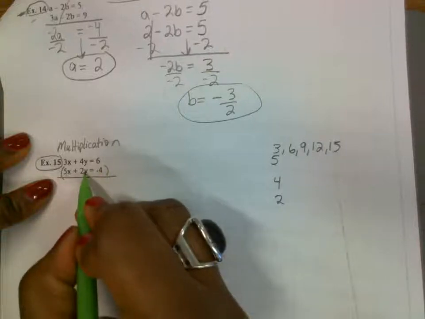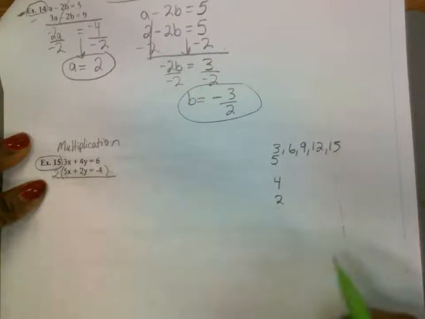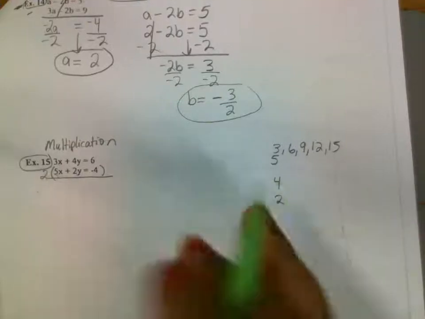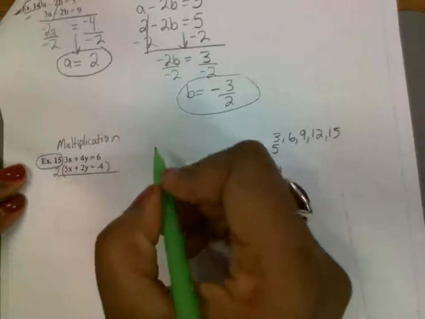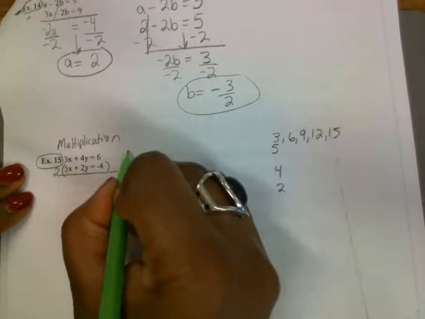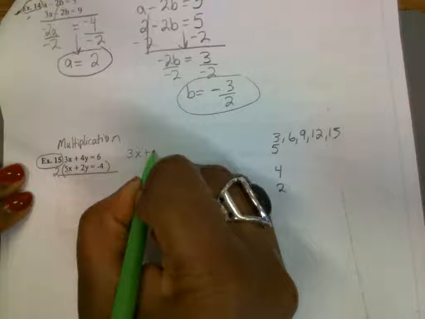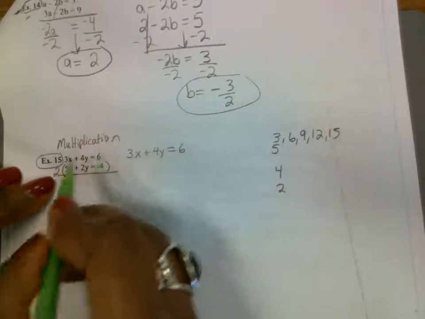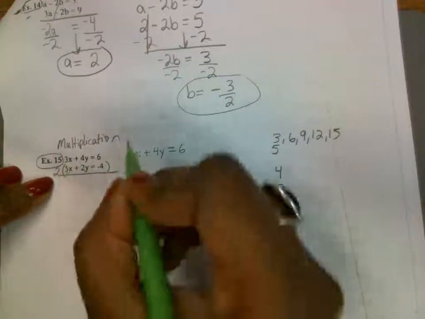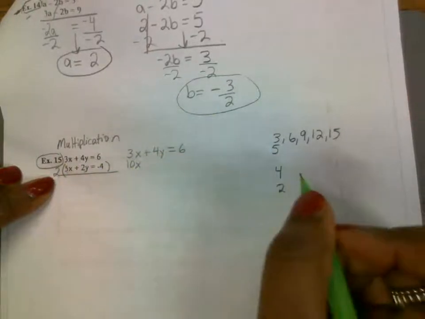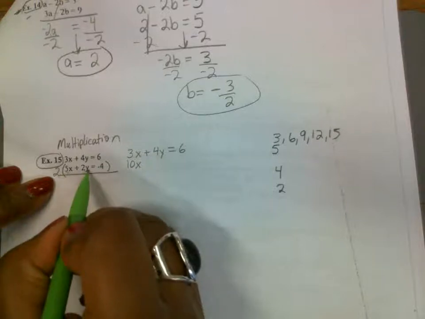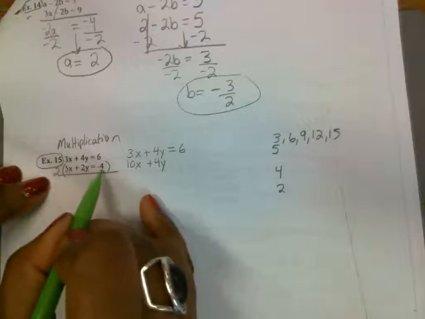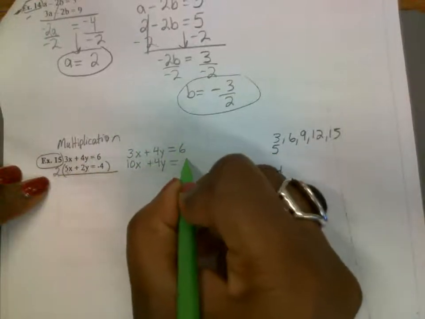If I multiply this one number by 2, I've really got to multiply everything by 2. I can't just multiply one side by 2 and not the other side because then it doesn't make an equivalent equation. So this top equation stays the same, okay? And this bottom equation, I'm going to multiply 2 times 5x, which gives me 10x. Then 2 times 2y gives me 4y. Then 2 times a negative 4 gives me a negative 8.